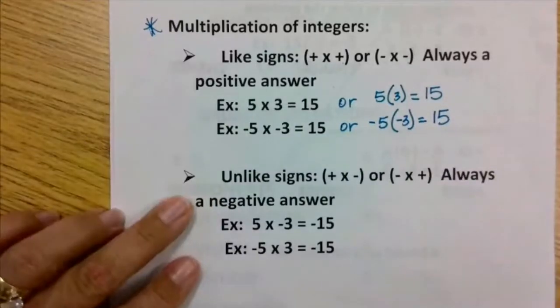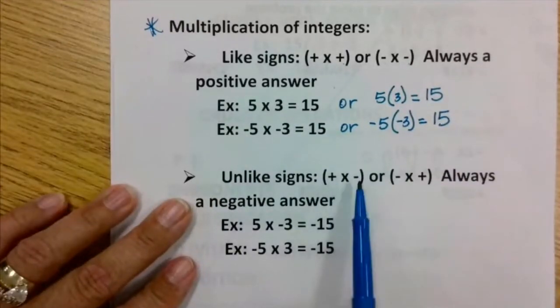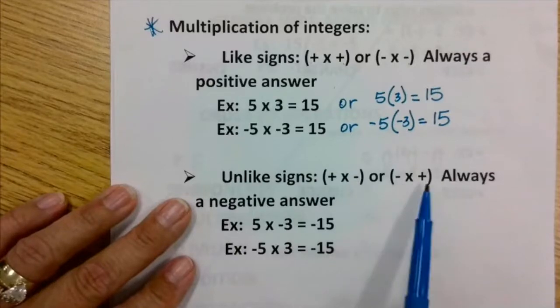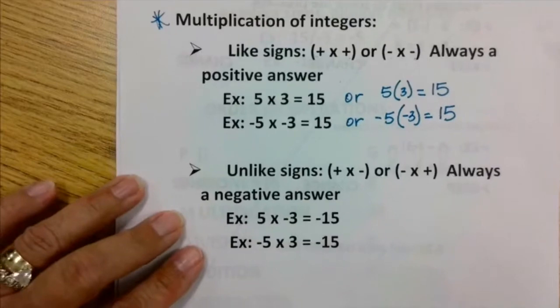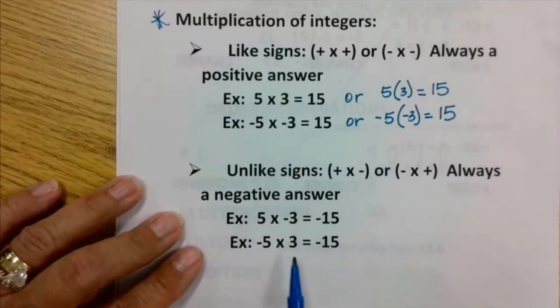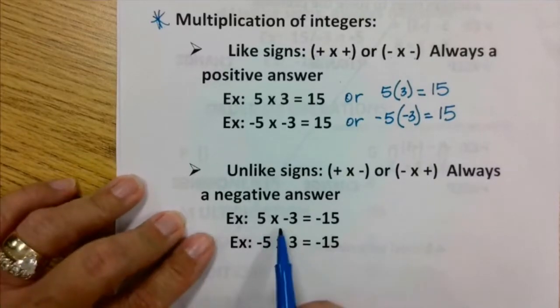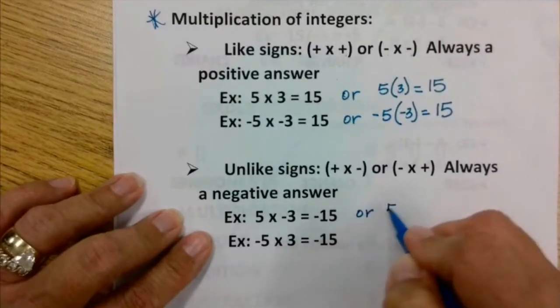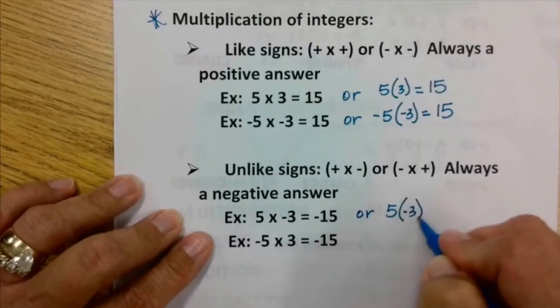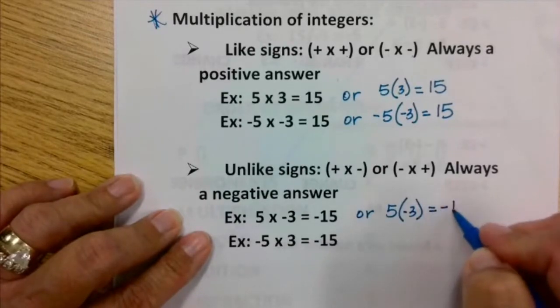Okay, if we have unlike signs, so we have a positive times a negative or a negative times a positive, our answer will always be negative. It doesn't matter if we have the negative sign as the first number or with our second number. So 5 times negative 3 equals negative 15, or if it's written 5 parentheses negative 3 equals negative 15.